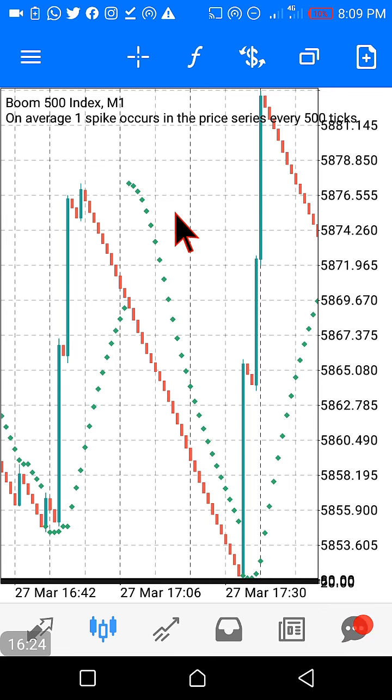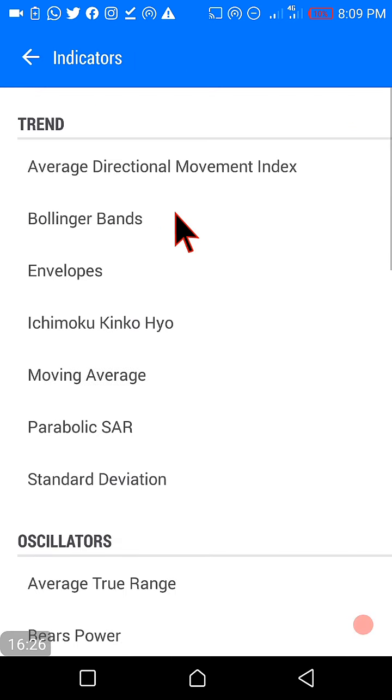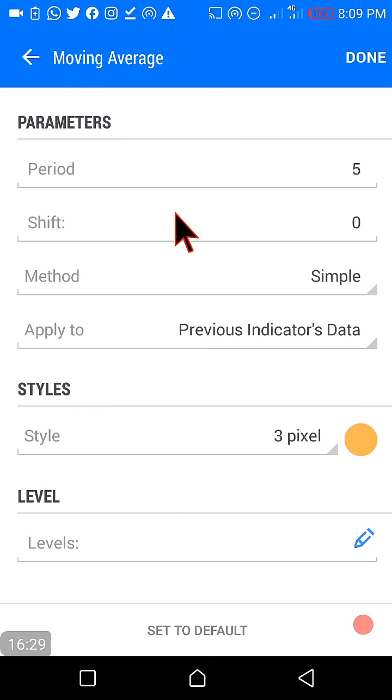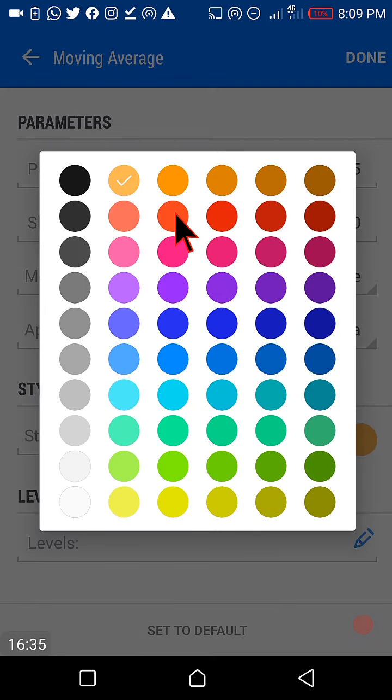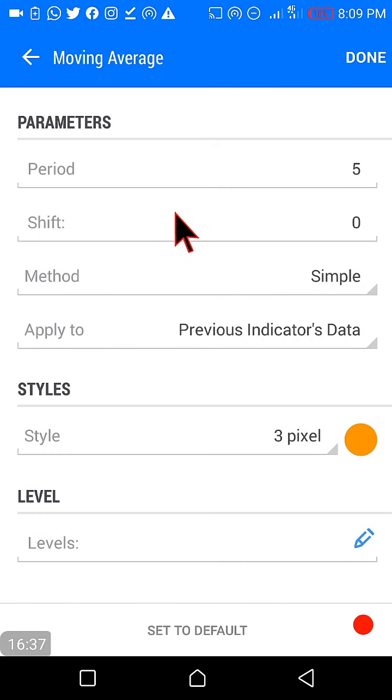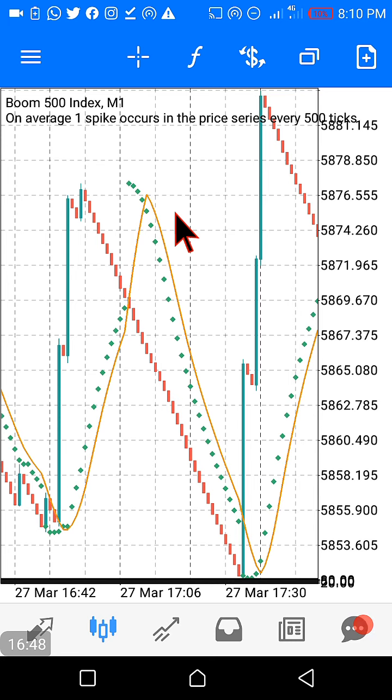So if you now choose to add a moving average, and we are now saying let's apply it to the previous indicator's data. Let me choose something thicker so that you can see it. I'm applying moving average period 5, shift 0, method simple, but I want to apply to the previous indicator's data. See what will happen here. It's going to draw this moving average alongside the path of this parabolic SAR.